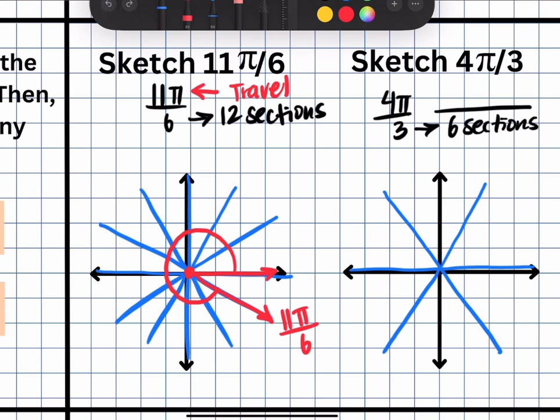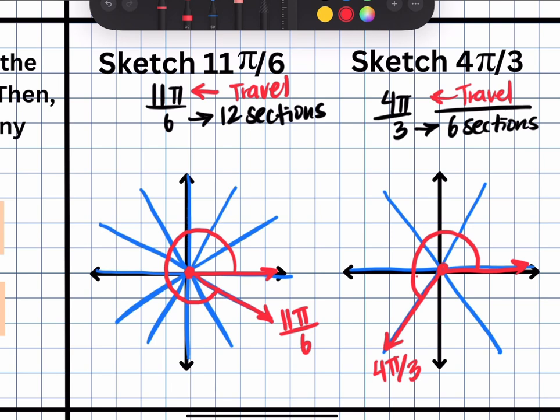So here I have 3 sections in the top, 3 sections in the bottom for 6 sections total. And I need to travel 4 sections and this angle is positive. So here we go. 1, be careful to ignore the y-axis. 2, 3, 4, ignore the y-axis again. Oh, and I only want 4. My apologies. There it is. So here I have 4 pi over 3.